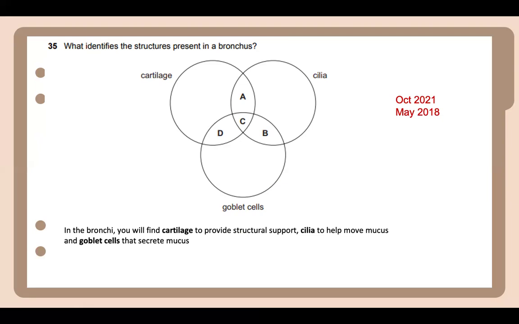So, in the bronchi, you will find cartilage. The function of cartilage is to provide structural support. Cilia help move mucus. And finally, you have goblet cells, whose function is to secrete mucus. So the answer for this is C.